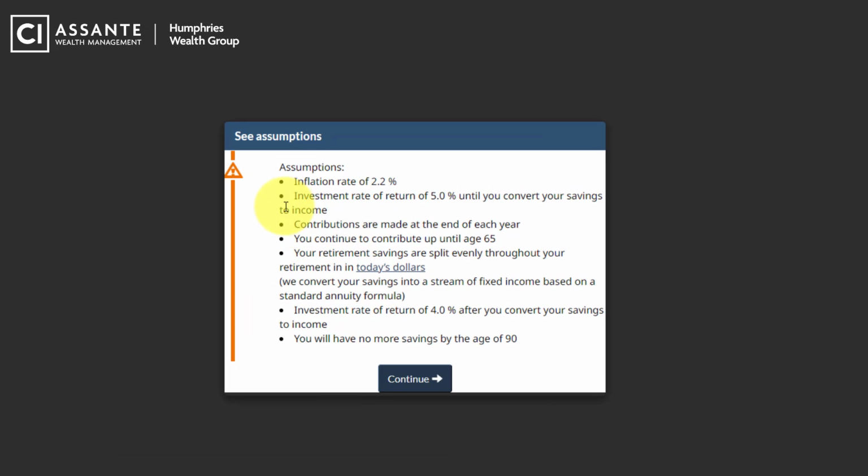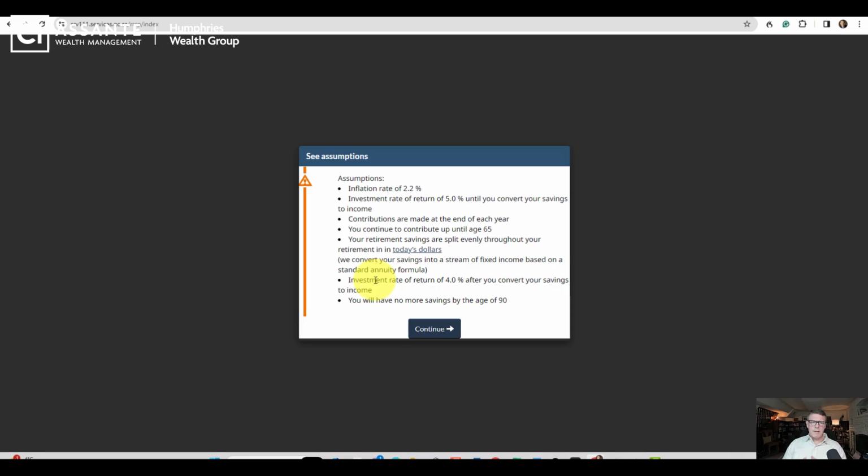So the main assumptions in this model: they're using an inflation rate of 2.2%. We used an investment return of 5%. Contributions are made at the end of each year. You continue to contribute up to age 65. Your retirement savings are split evenly throughout your retirement in today's dollars. We convert your savings into a stream of fixed income based on a standard annuity formula, with an investment rate of return of 4% after you convert your savings to income. You have no more savings by age 90. Okay, so they did reduce the overall return on the income payments.